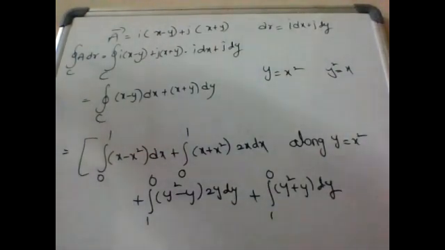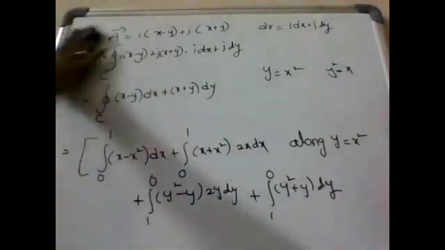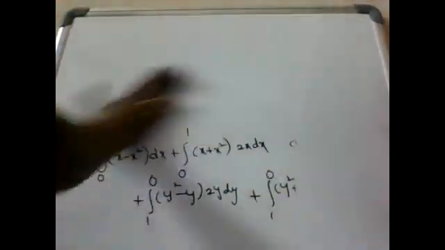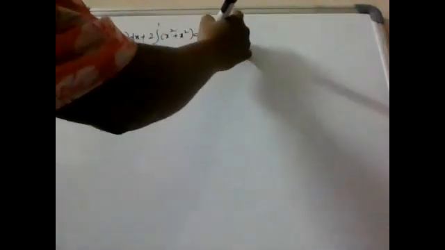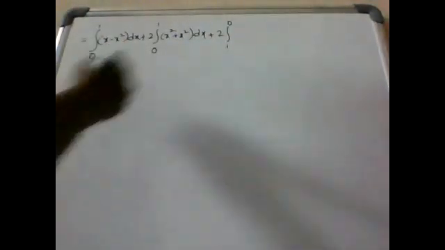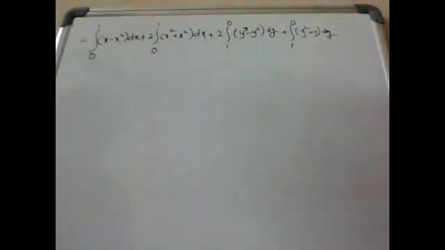So after this equation we get the integration 0 to 1 of (x minus x square) into dx, plus 2 into the integration 0 to 1 of (x square plus x cube) into dx, plus 2 into the integration 1 to 0 of (y cube minus y square) into dy, plus the integration 1 to 0 of (y square plus y) into dy.